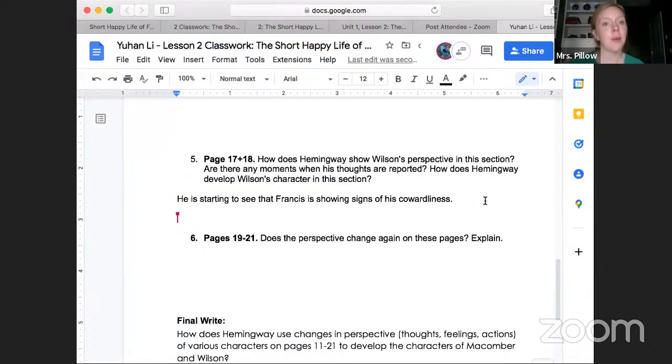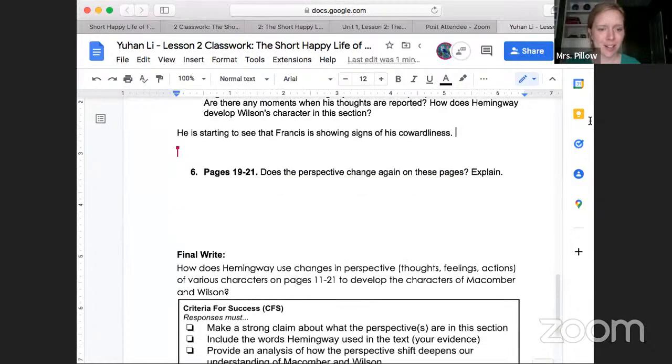Frankly, I would be more like Macomber. I'm not gonna go in and kill that lion. I'm not a Wilson. What about you? You think you'd go in and kill the lion? I don't know. Okay, interesting. Are you brave, Johan? Not that one. Well, I mean, that's really hard. Okay.